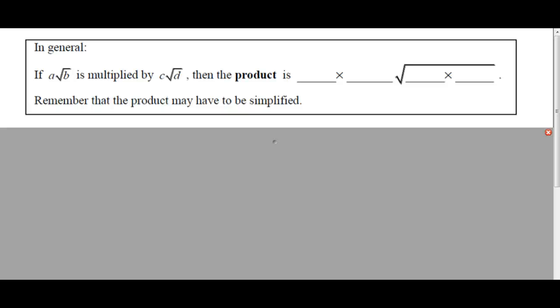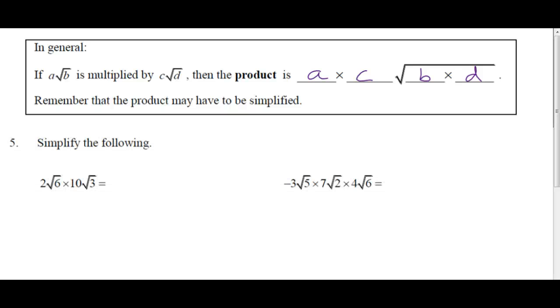In general, to be revealed. If a root b is multiplied by c root d, then what's the product? A times c, the root of b times d. Remember, the product may have to be simplified. I don't know why the reveal is here, because you're sitting looking at the sheet, right? So it's sort of like, okay.